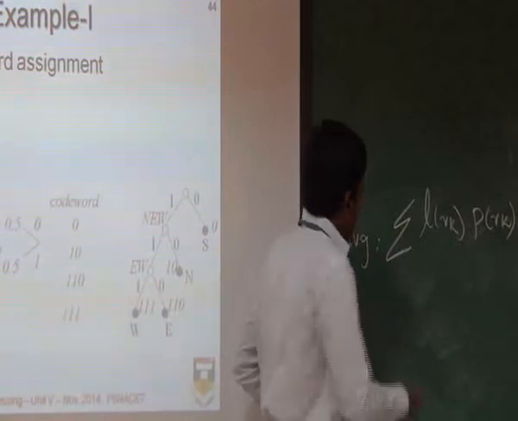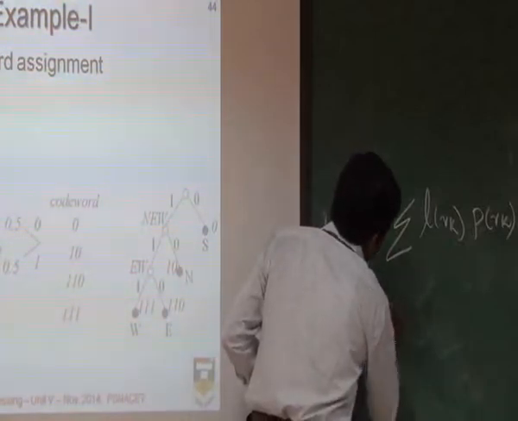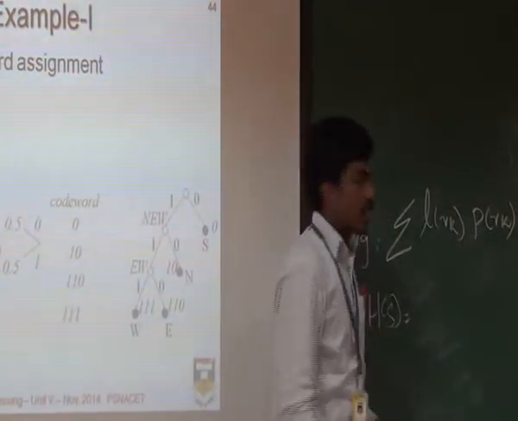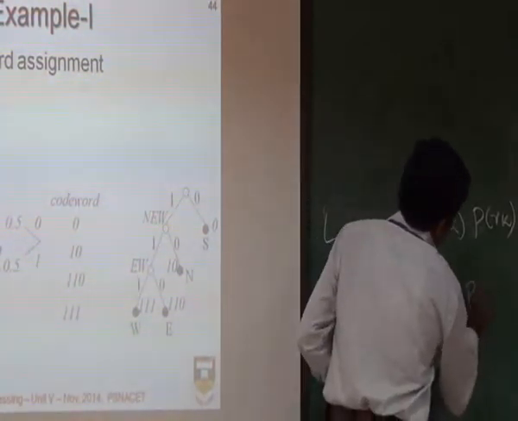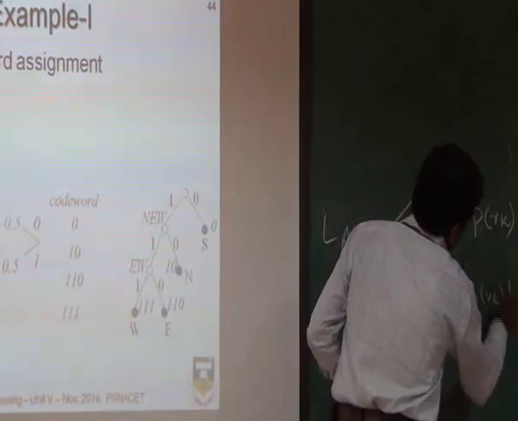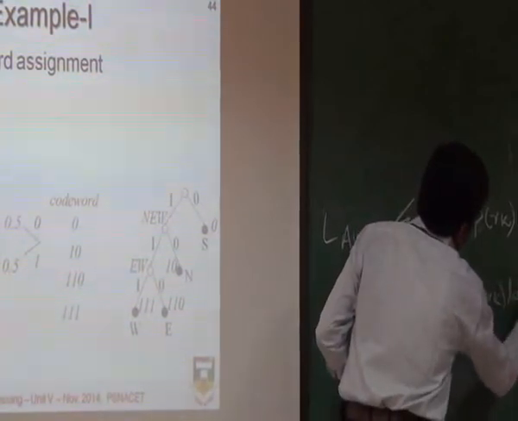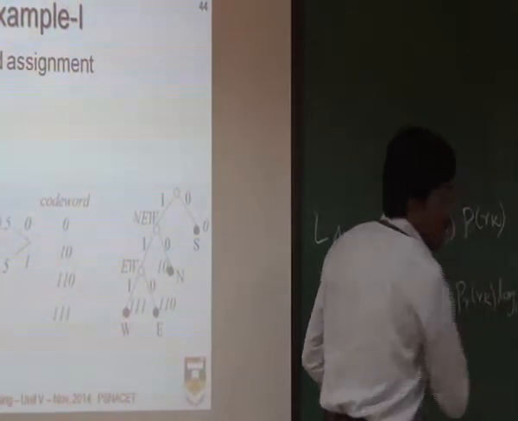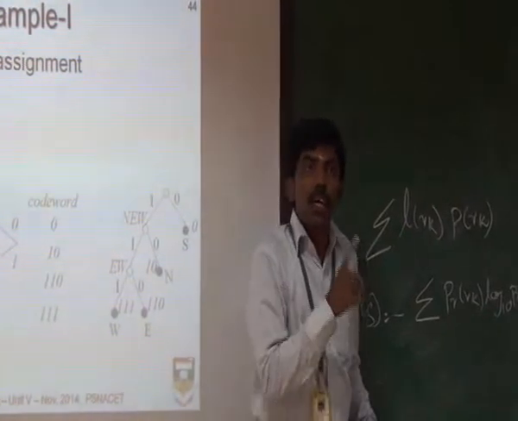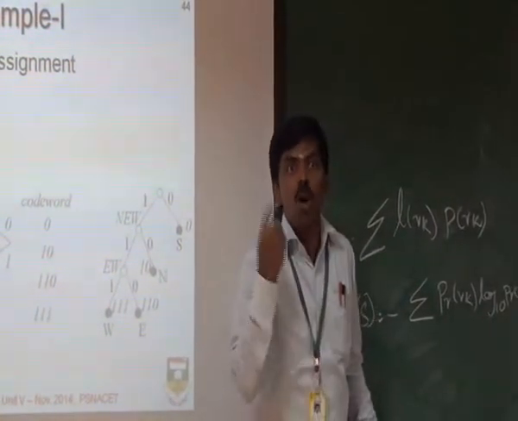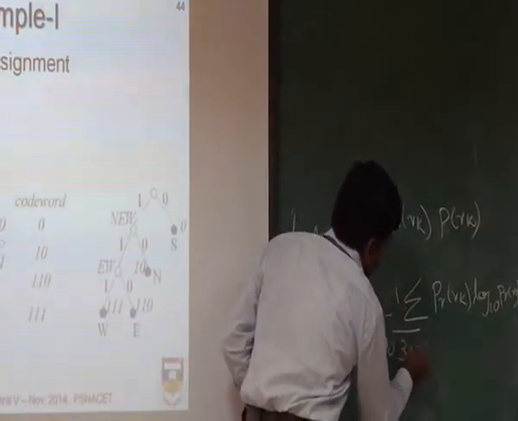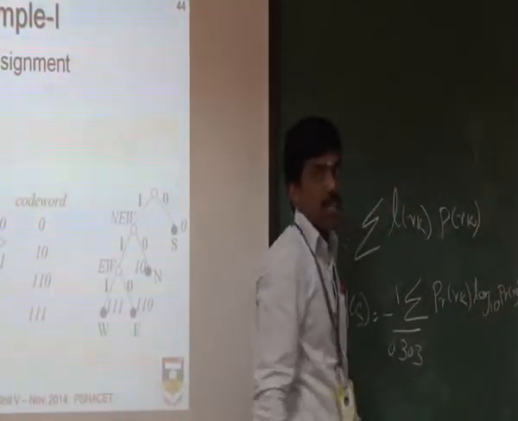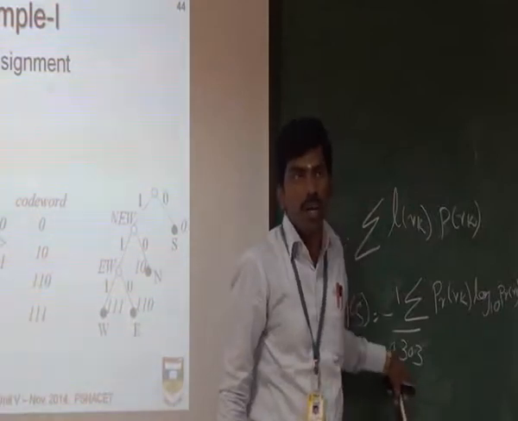What is the second calculation? Nothing but the entropy. Entropy is the summation of P(rk) into log of P(rk). If this is log base 2. Suppose I take log base 10, 1 by 0.30 is the log base 10 factor. Suppose I take log base 10, we can make it P(rk).